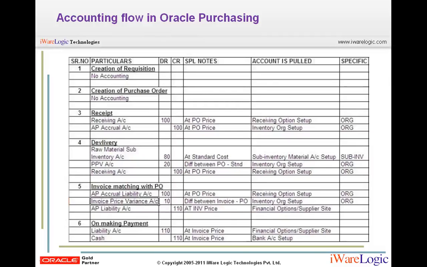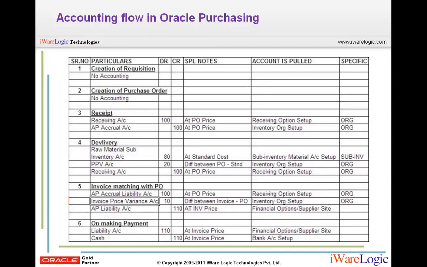If there is a purchase price variance in the material cost, then the purchase price variance account will be debited, but at the same time the receiving account will be credited by the same amount of the PO price. At the time of invoice matching with the purchase order process, the AP accrual liability account will be debited.